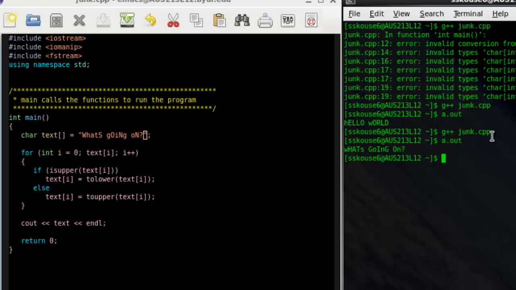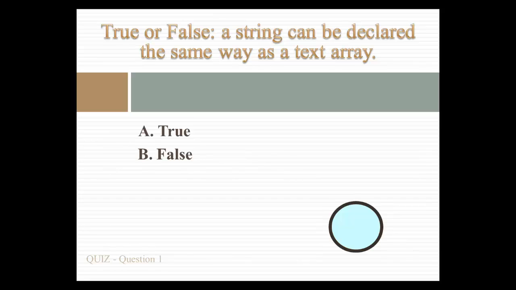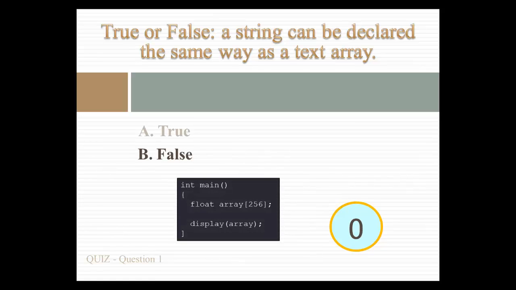Now we're going to take a brief quiz. As always, you will have 5 seconds for each question on the quiz, and there will be a total of 5 questions. True or false? A string can be declared the same way as a text array. This is true.